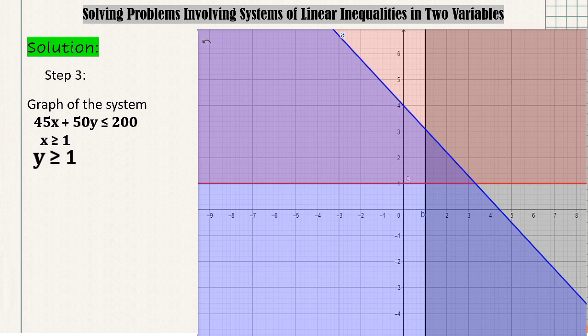Then, we are going to choose at least one ordered pair that is located in the overlap region to check if the mathematical statement is true. So let's have (1, 3) as our testing point.